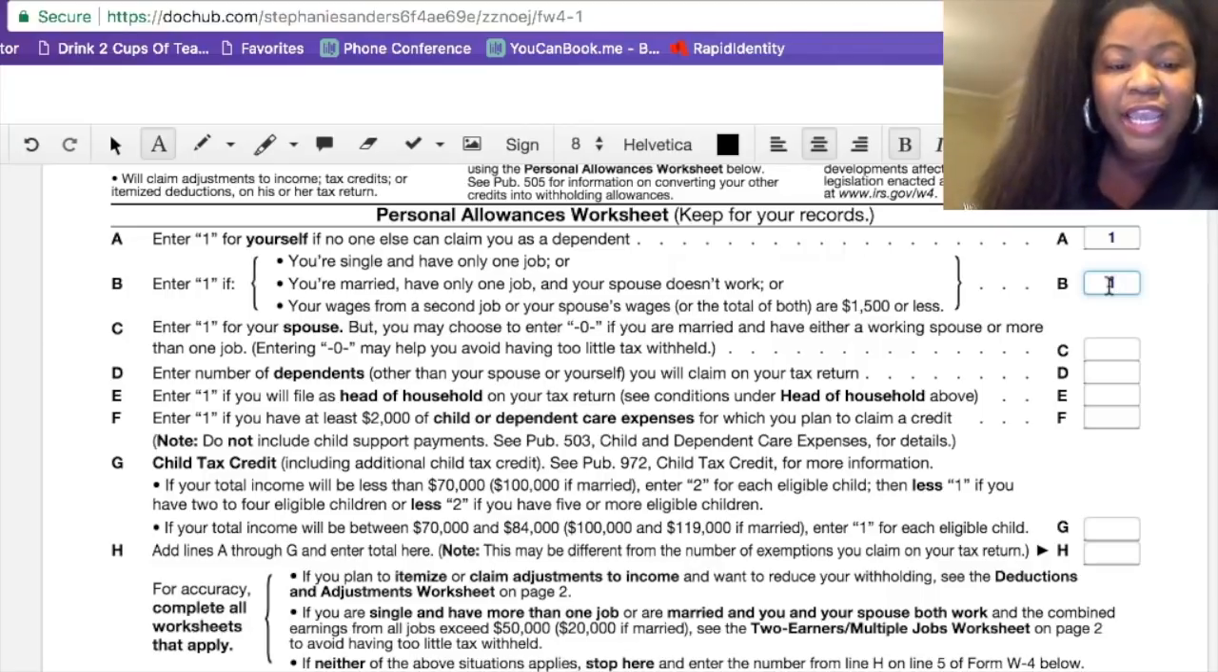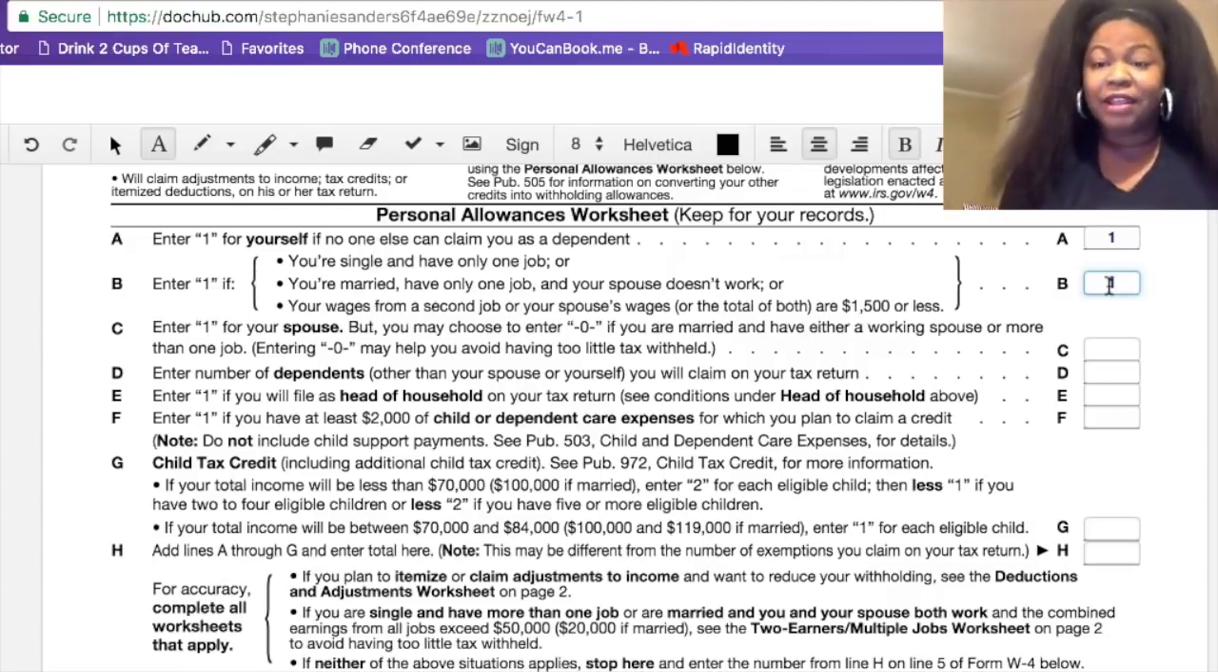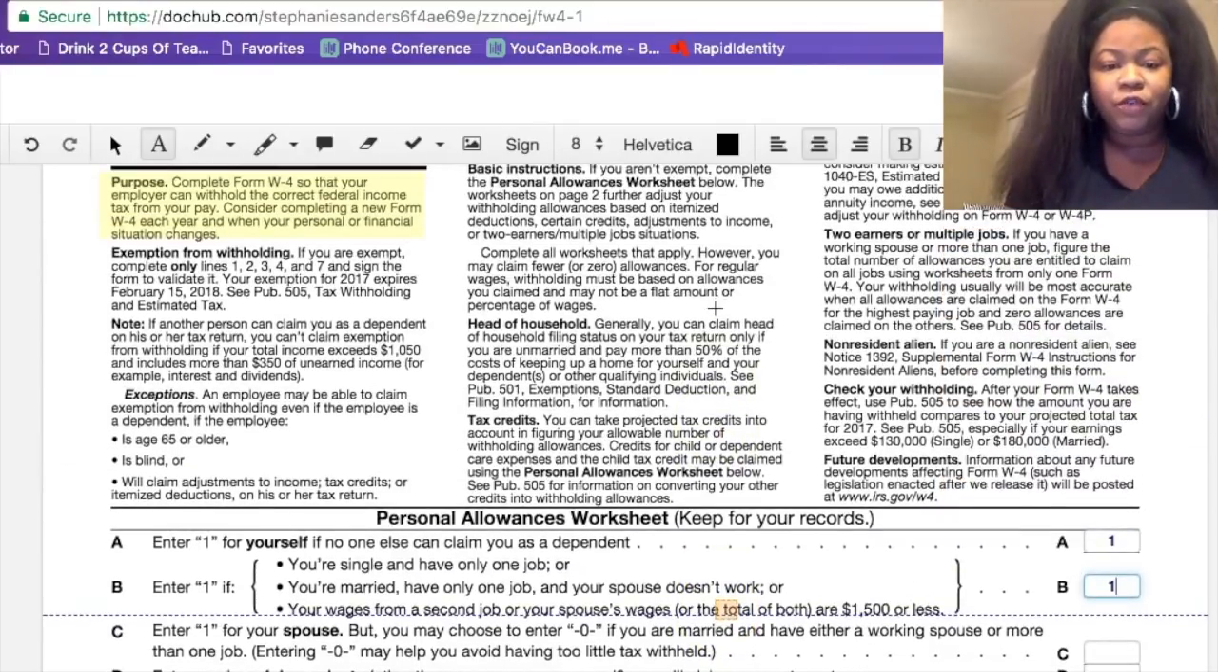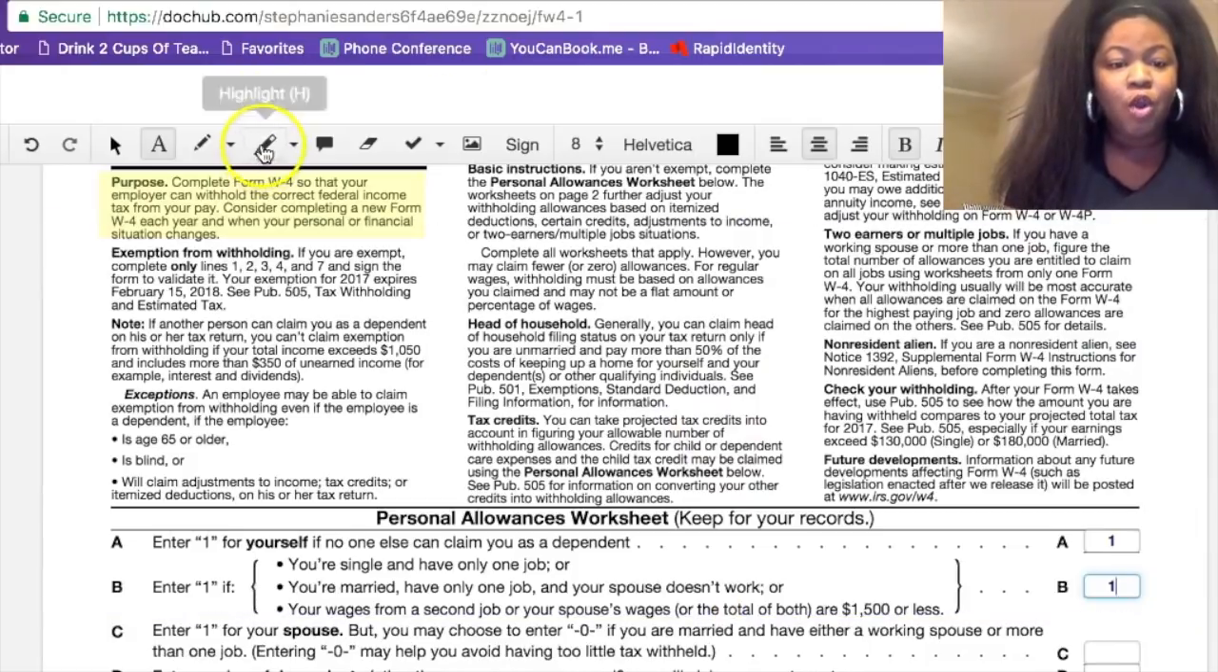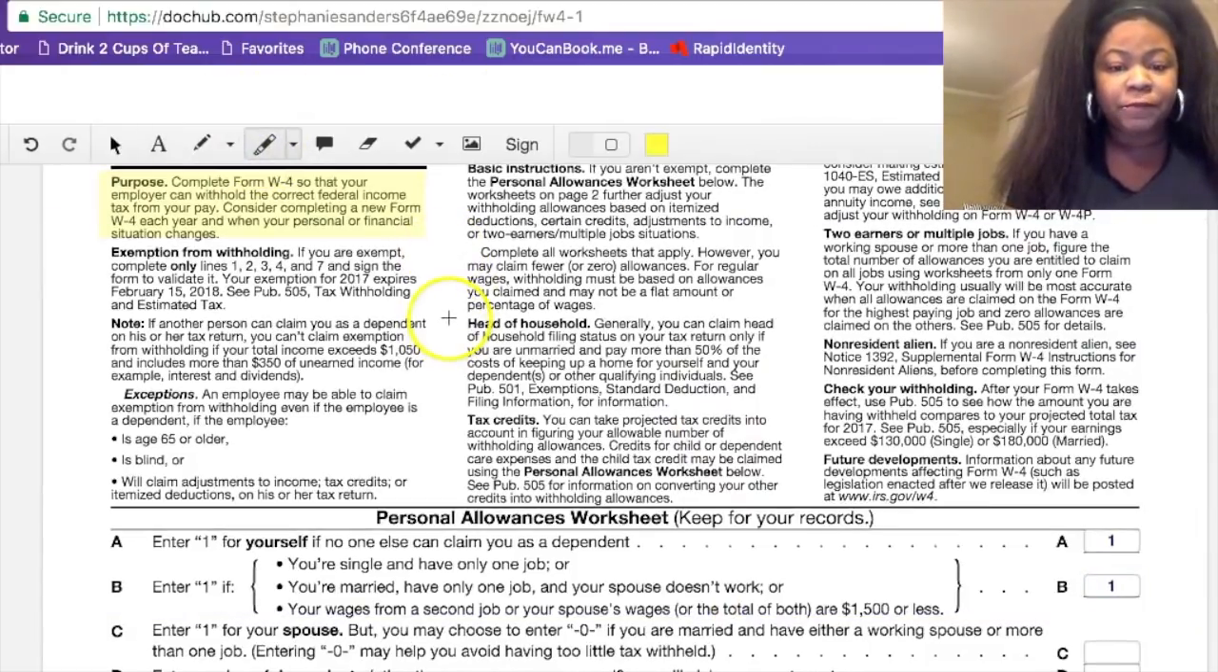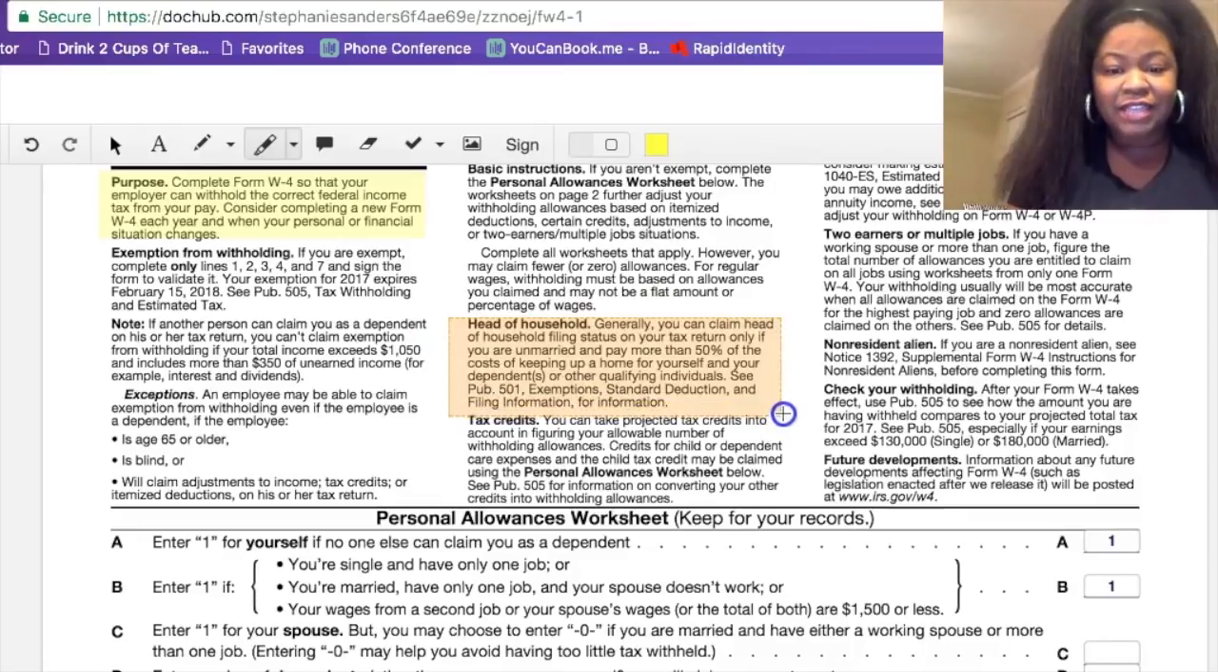Enter 1 if you will file head of household on your tax return. Now, this is another mistake that a lot of people make. They assume that because they are the breadwinner, they are head of household, or because they are the only one in the home, they are head of household. So let's refer to the form and see if our single with no dependent person qualifies as head of household.